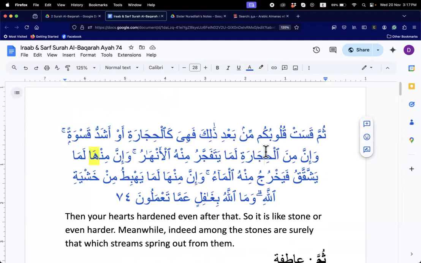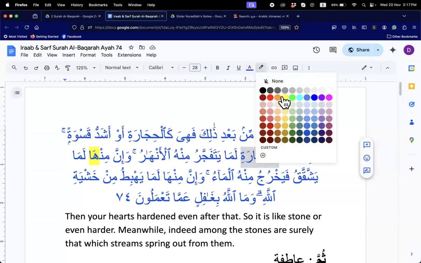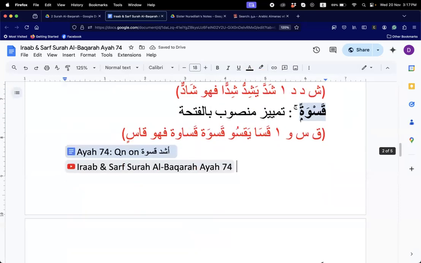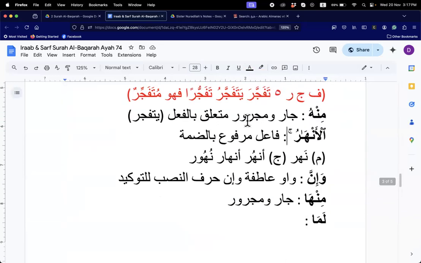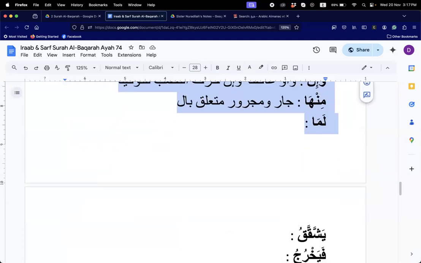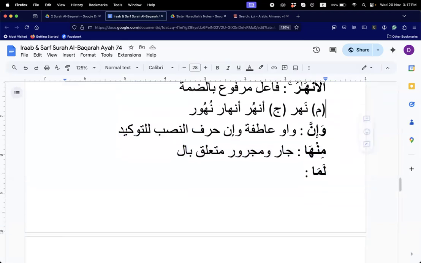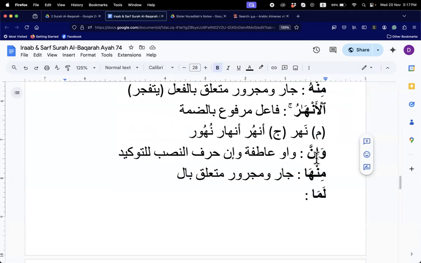So it's the same, we don't need to repeat minal hijara again. Minha, among the stones, so this min is also tab'i. So yes, jar wa majrur, and of course muta'alliq. This is like a new part already, another kind of stones, some other stones. So we have inna, half nasab. If any jar wa majrur comes after it, it will be muta'alliq bil khabar or muta'alliq bil fi'il.